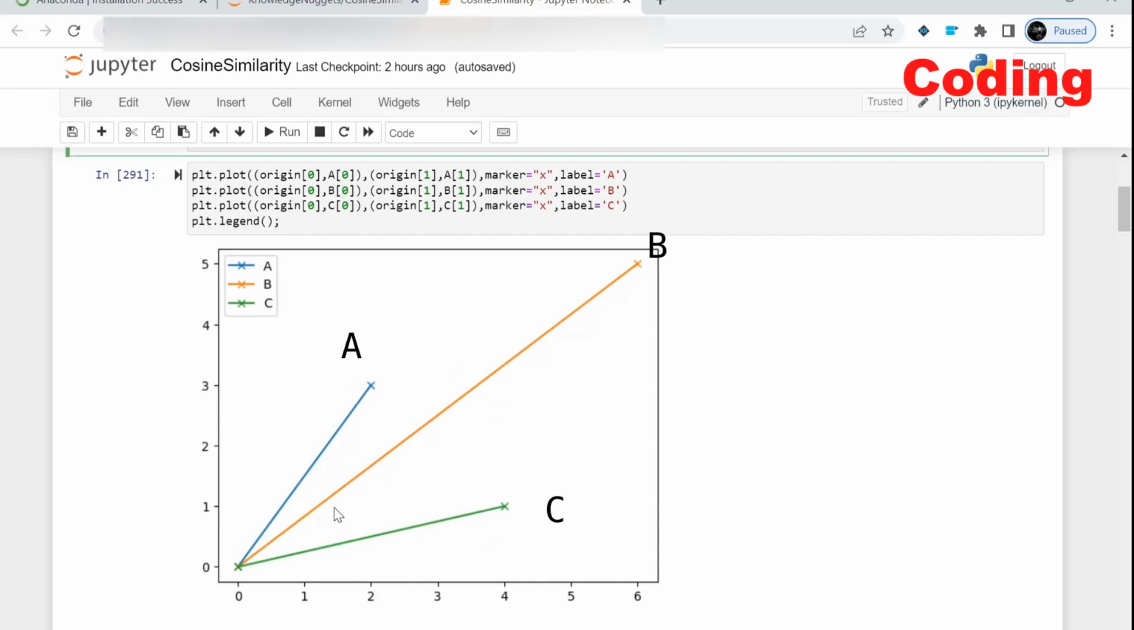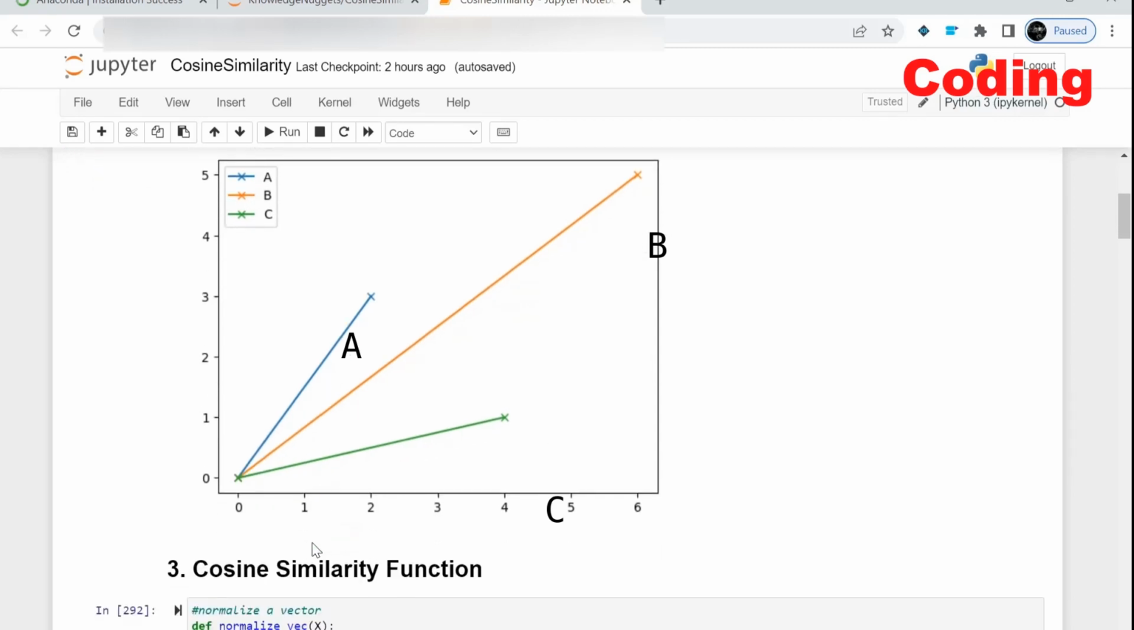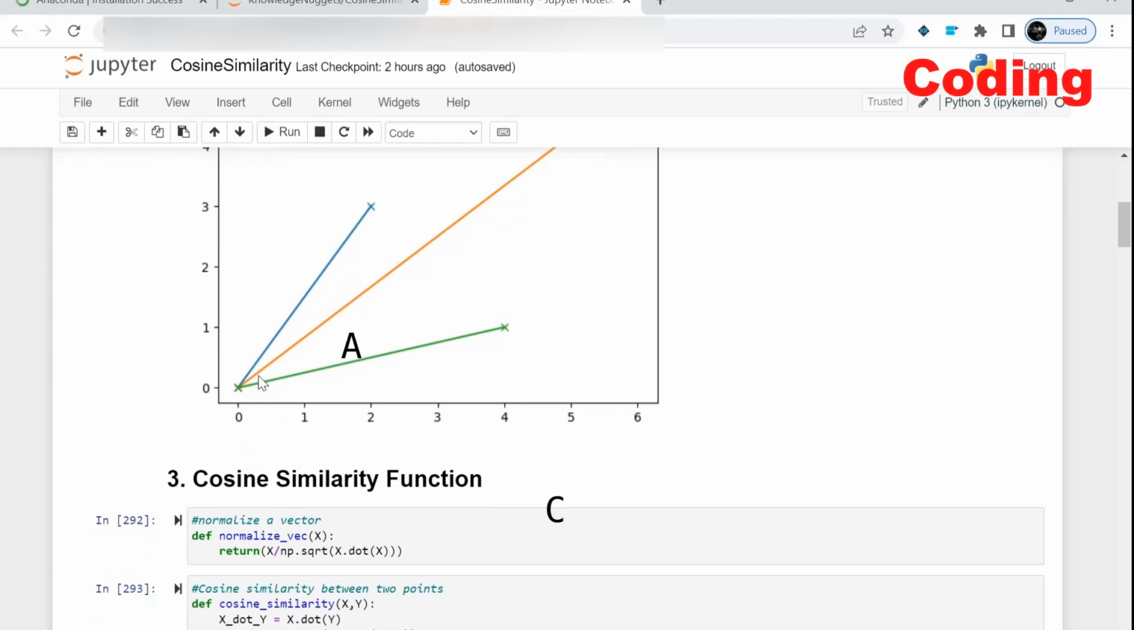Here, we can observe that the angle between A and B is this, and the angle between B and C is this. And also observe that the angle between A and B is smaller than the angle between B and C.